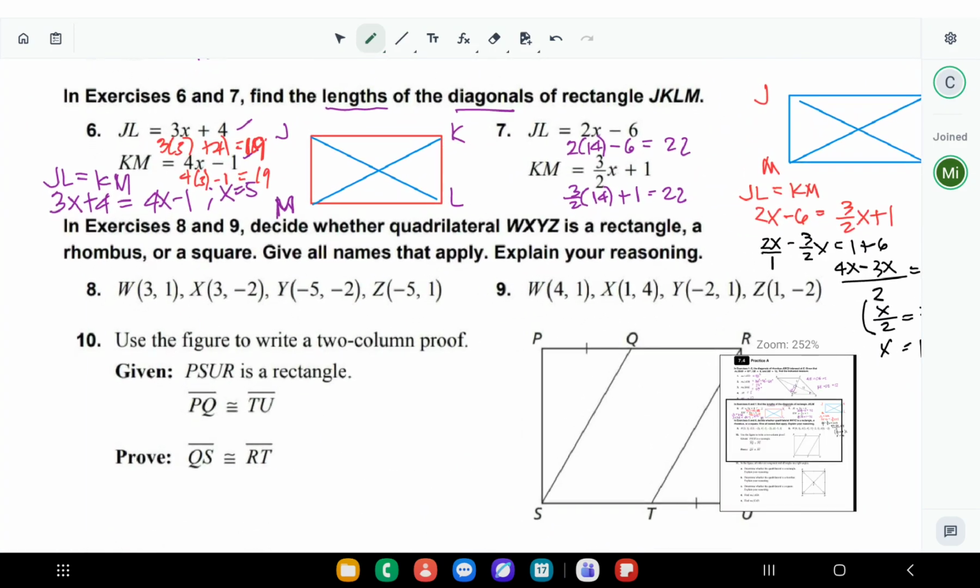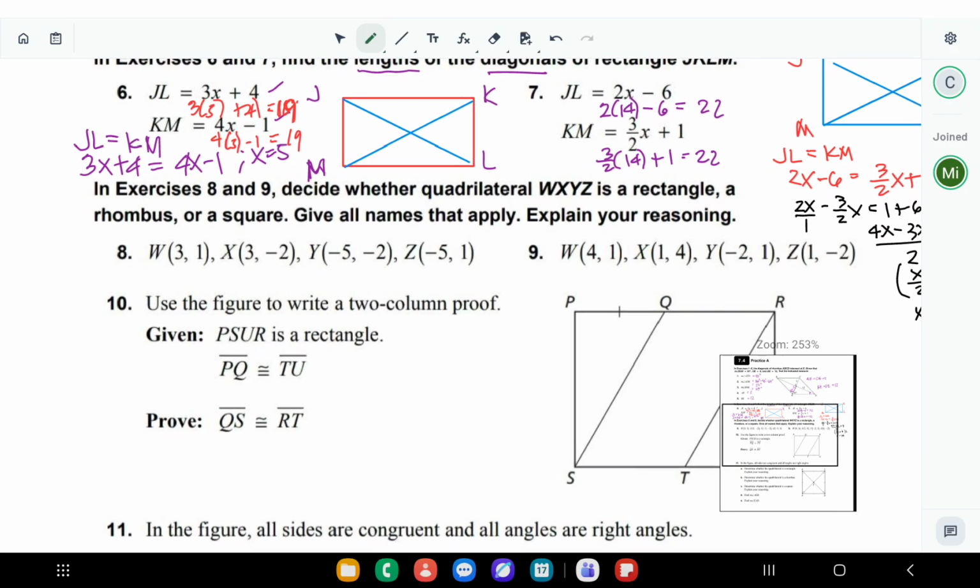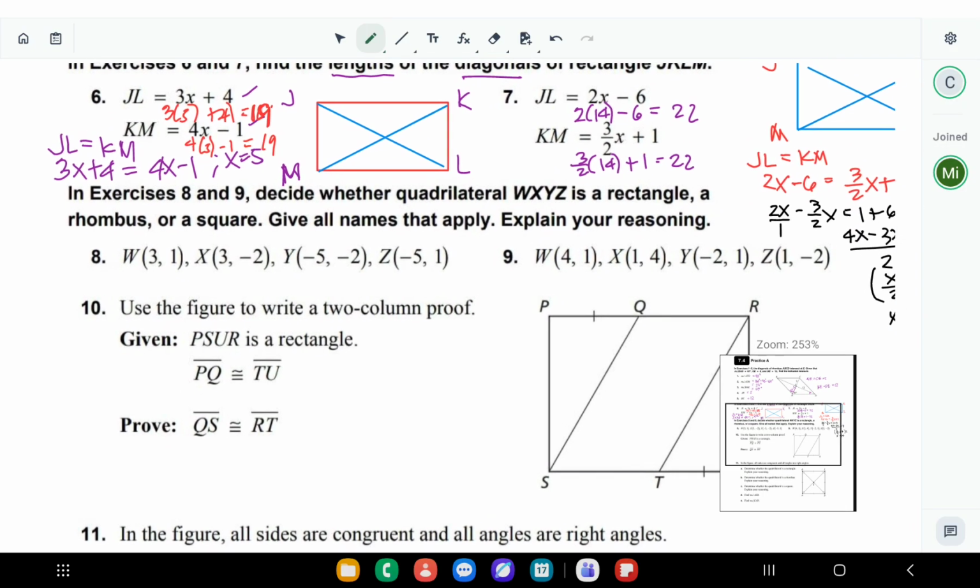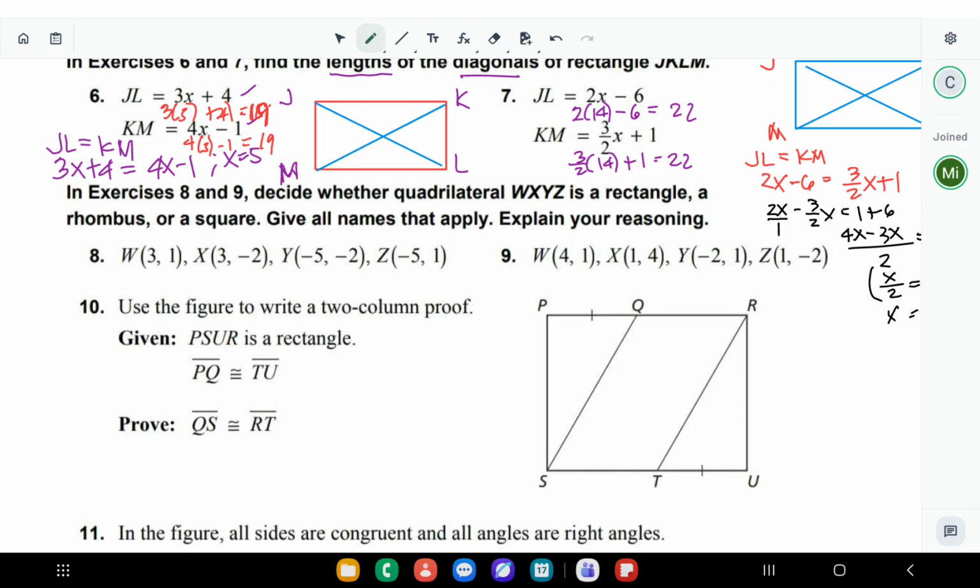Okay, so let's move on to exercises 8 and 9. Decide whether quadrilateral WXYZ is a rectangle, a rhombus, or a square. Give all names that apply. So you must know what rectangles, rhombuses, and squares are. Rectangle, only opposite sides are equal. Square, all sides are equal. How about rhombus?